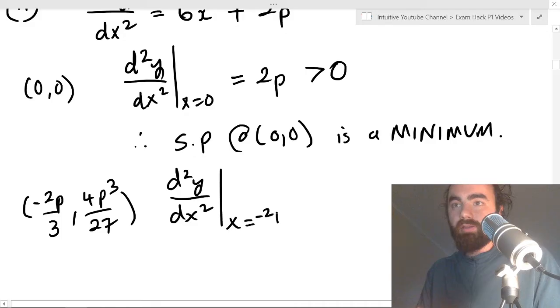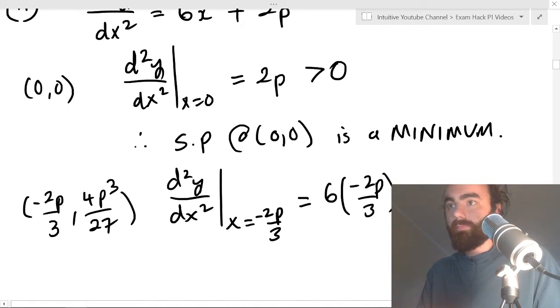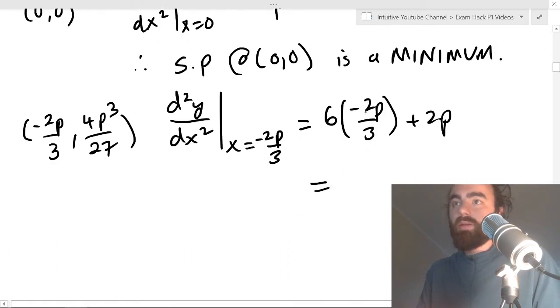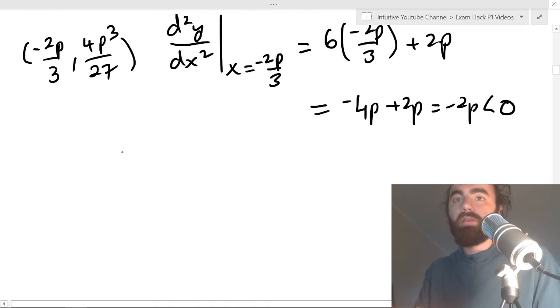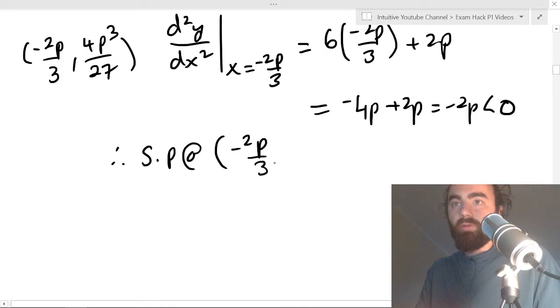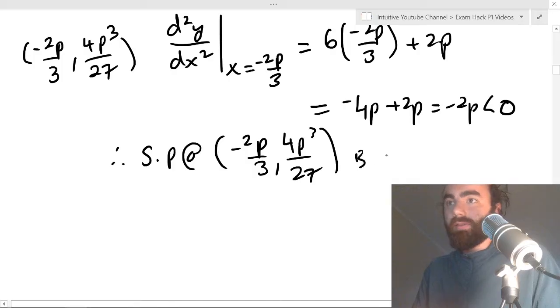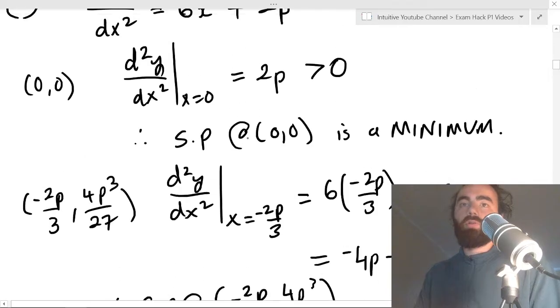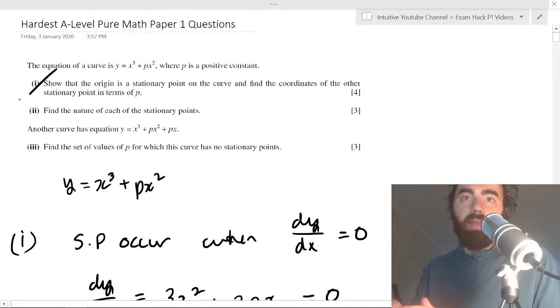So x equals minus 2p over 3. Let's sub that in. We get 6 times minus 2p over 3, plus 2p. That gives us minus 4p plus 2p, which equals minus 2p, which is less than 0. Therefore, the stationary point at minus 2p over 3, 4p cubed over 27, is a maximum. Awesome, so that one is done.